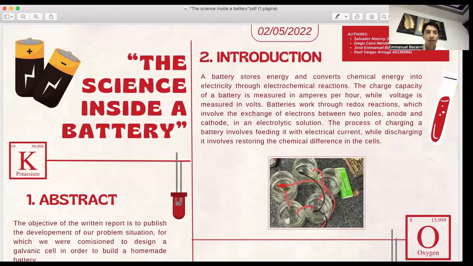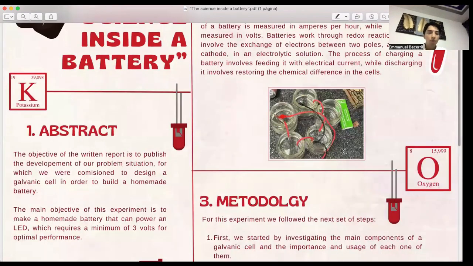Hi, we are going to explain our poster, The Science Inside a Battery. Our team is Salvador Monroy, Diego Cano, José Manuel Becerril, Raúl Vargas. Well, the objective of this is to explain our problem situation.